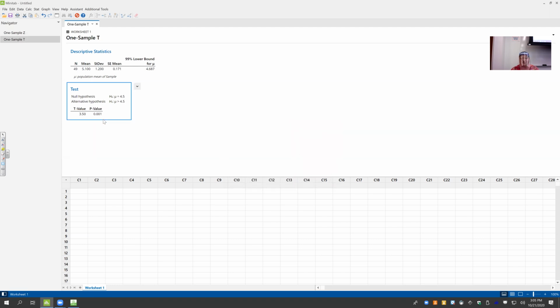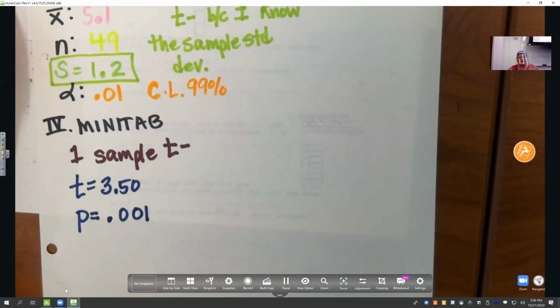And again, on the screen, my values that I need appear. I get a t-value of 3.5 and a p-value of 0.001. Everybody good? All right, then we're going back.